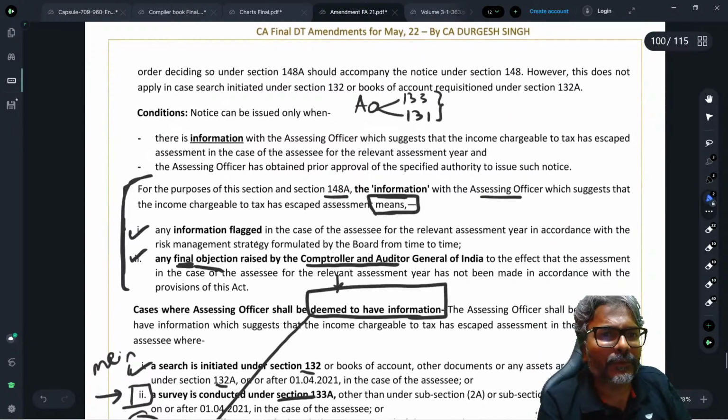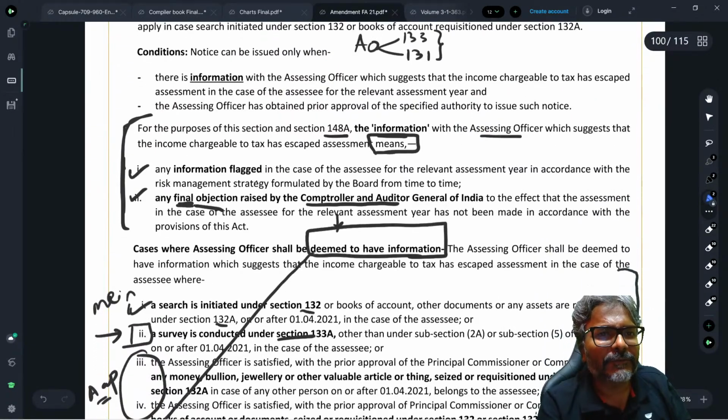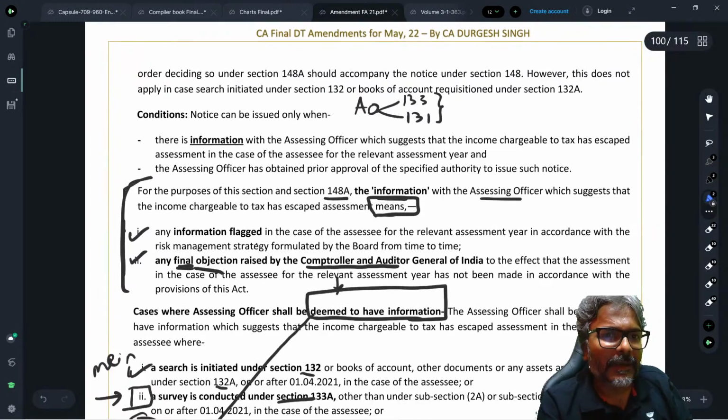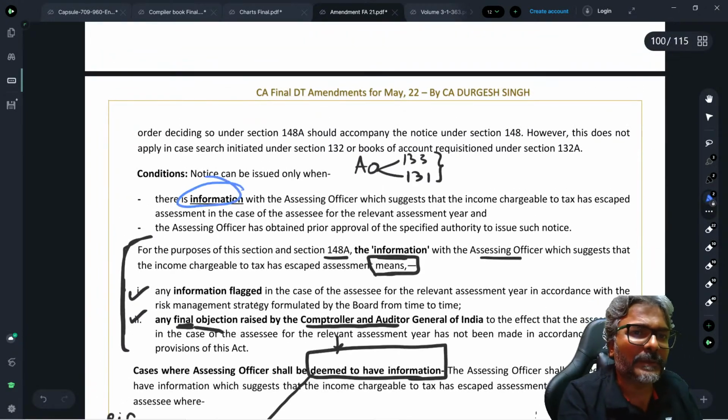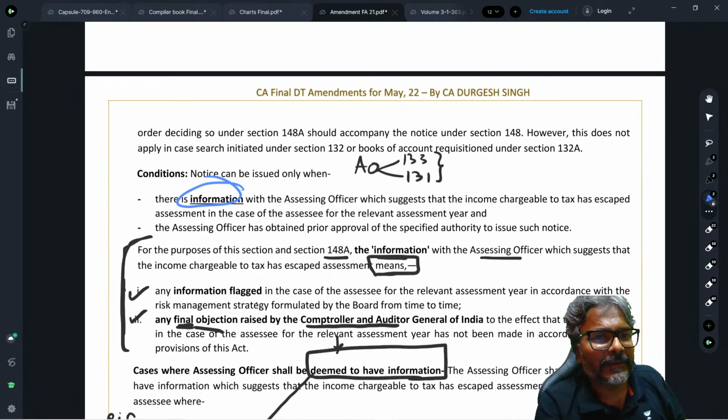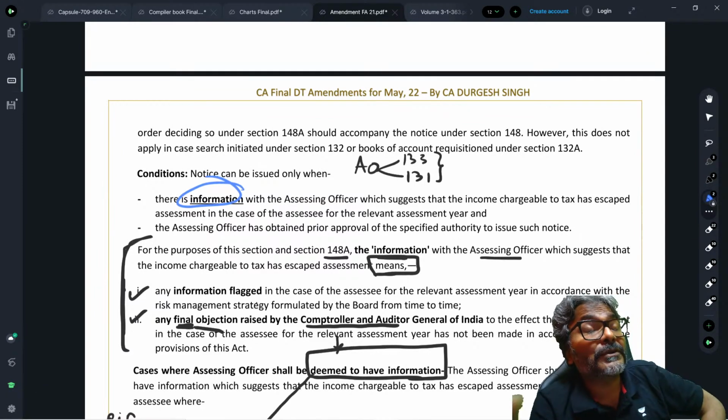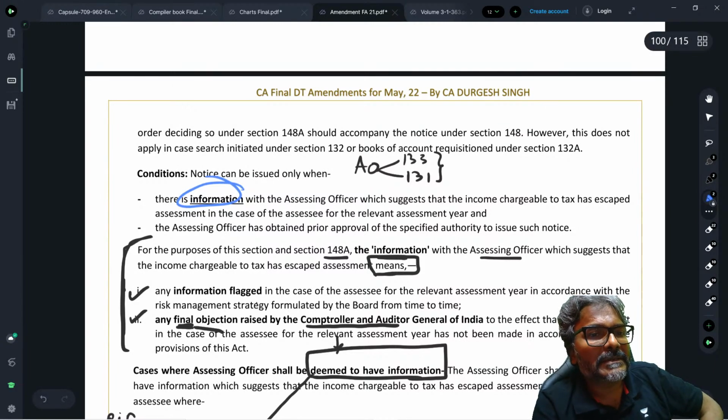Now, as I was telling you, the information on the basis of which notice can be issued, the information on the basis of which the AO is prompted to give this notice under 148A. What is that information? The condition is that notice can be issued only when there is information with the AO which suggests that the income chargeable to tax has escaped assessment in the case of the SSC for the relevant AY, and the assessing officer has obtained the prior approval.